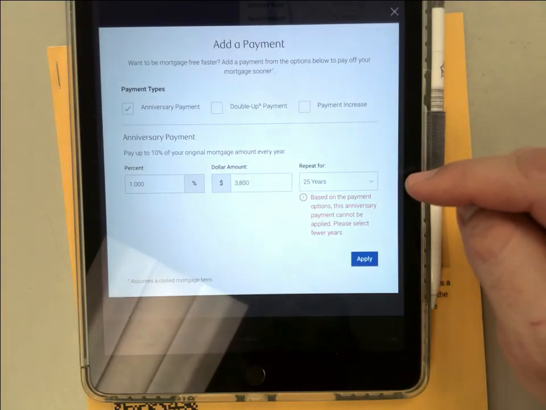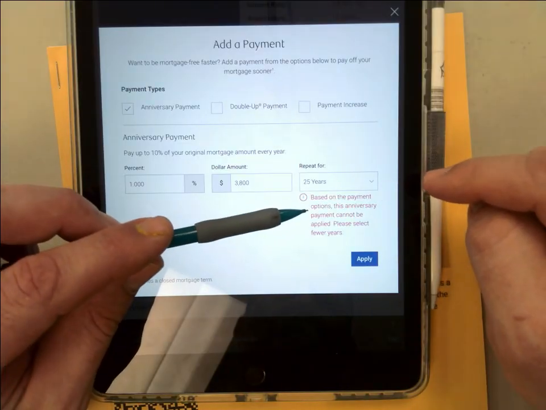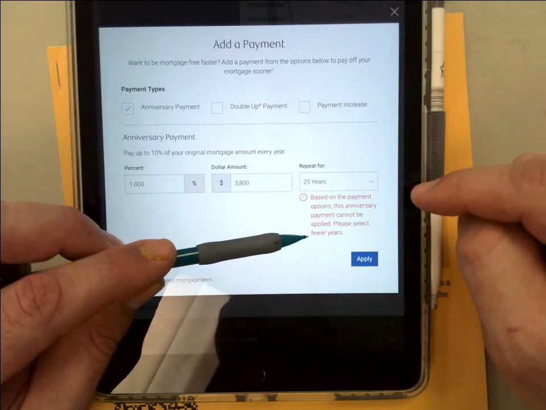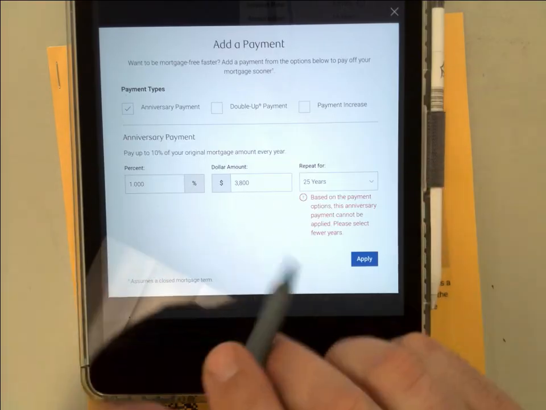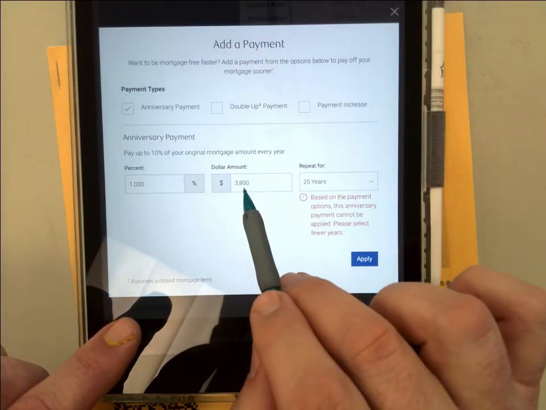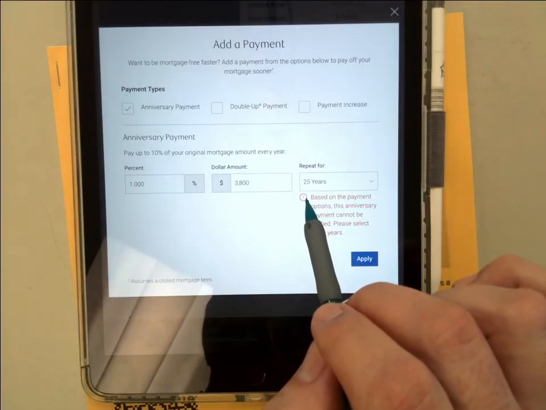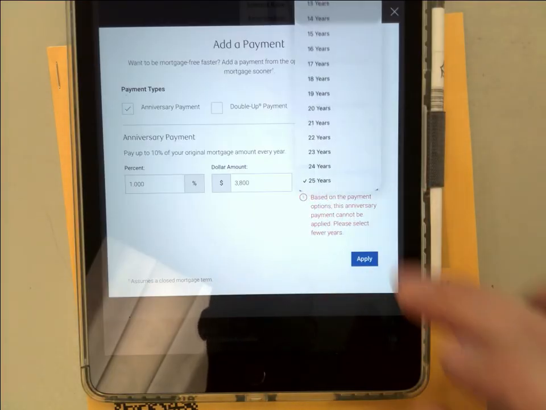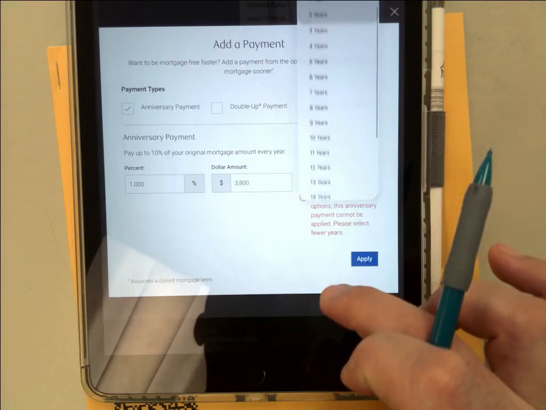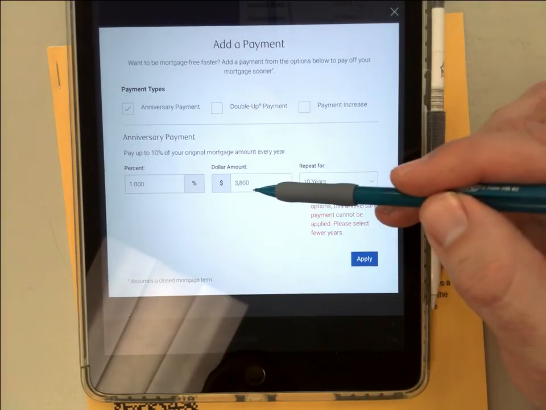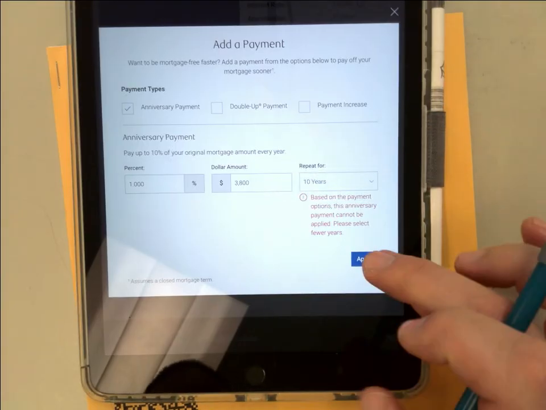Okay, what's happening here? Based on the payment options, this anniversary payment cannot be applied. Please select fewer years. I need you to understand this. If you put more down, you're going to pay it off faster than 25 years, so you can't do this for 25 years. Let's do this for 10 years. Every year for 10 years, you're going to pay an extra $3,800. Let's apply that.